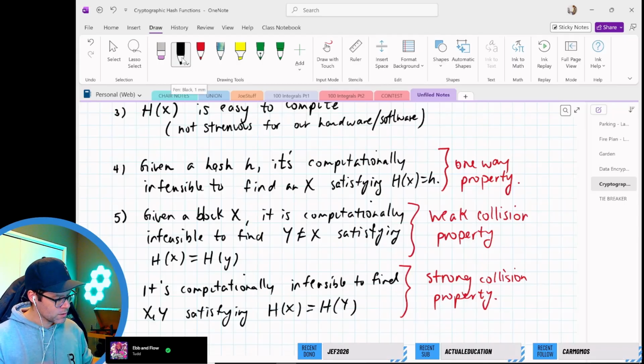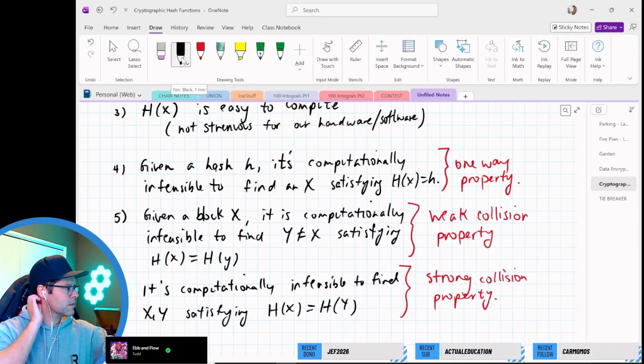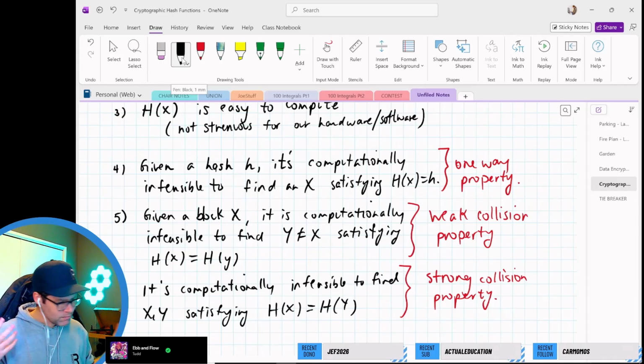So I want to work through a small example, maybe a couple small examples, and how we might solve problems with collision, just to give you an idea of what this might look like.